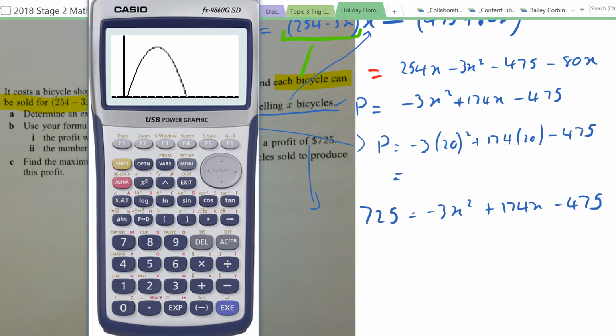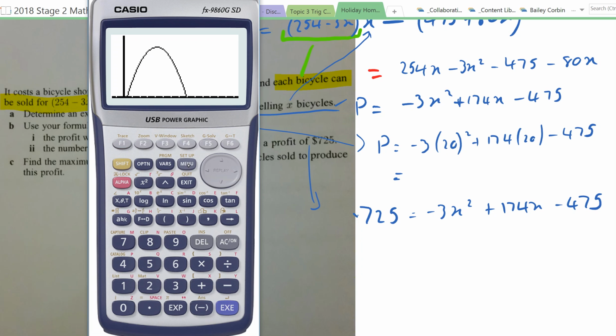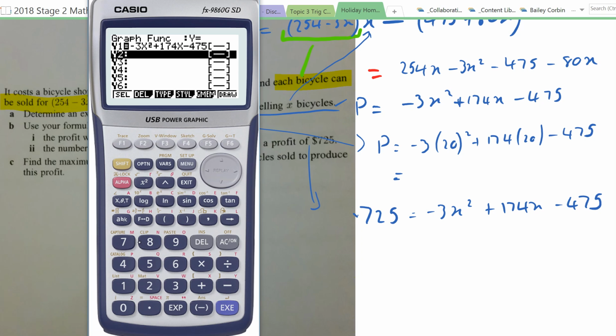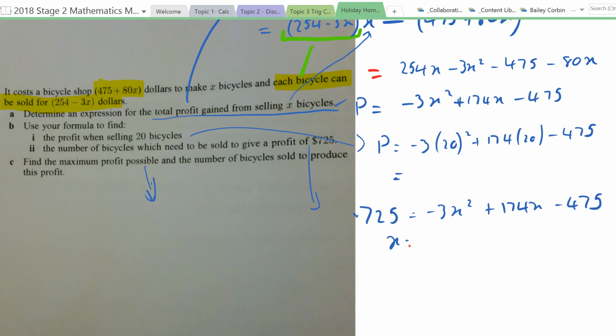Let's actually do the question just before this one. We'd throw this in the calculator, and the other way we can do it is put 725 here and draw that. We can see that the number of bikes they could make is either 8 bikes or 50 bikes. Either solution would work, so x would equal 8 or 50 bikes, and they would have a profit of 725.